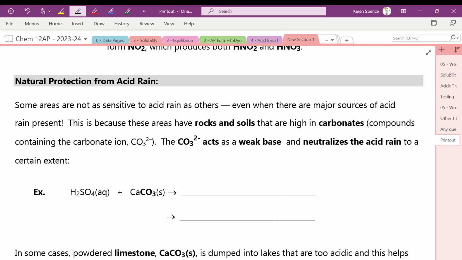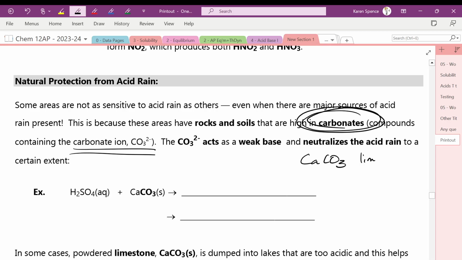Guess what? There are carbonates all over in nature. They contain, guess what? The carbonate ion. So for example, CaCO3 is both limestone and marble.